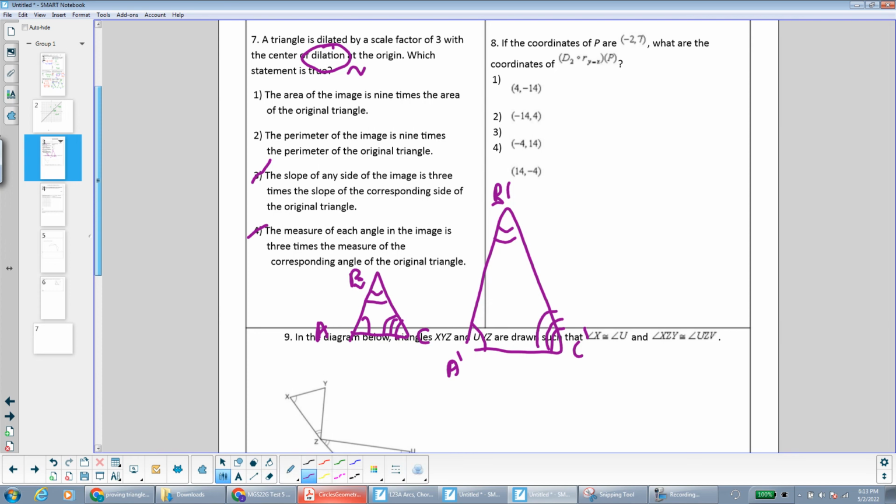Okay. Number 2. The perimeter of the image is 9 times the perimeter of the original triangle. Let's test it out. Let's say this is 1, this is 3. Let's say this is 2, that's 6. And let's say this is 3, that's 9. Perimeters, add them up: 3, 5, 6. The perimeter of this one would be 6. 9, 10, 11, 12, 13, 14, 15, 18. So it looks like the perimeter is only 3 times. So it's not 9 times, so that's not true.